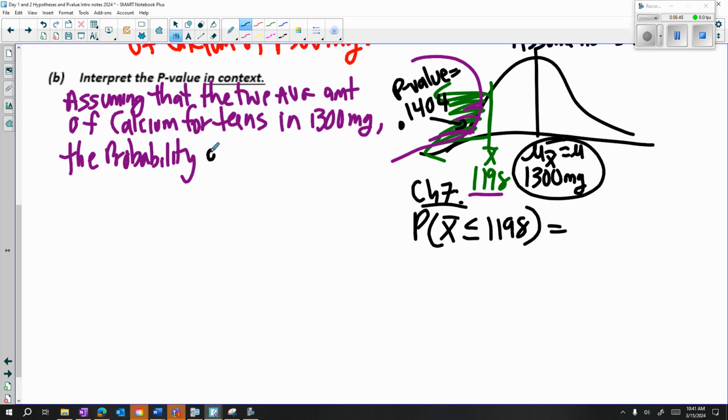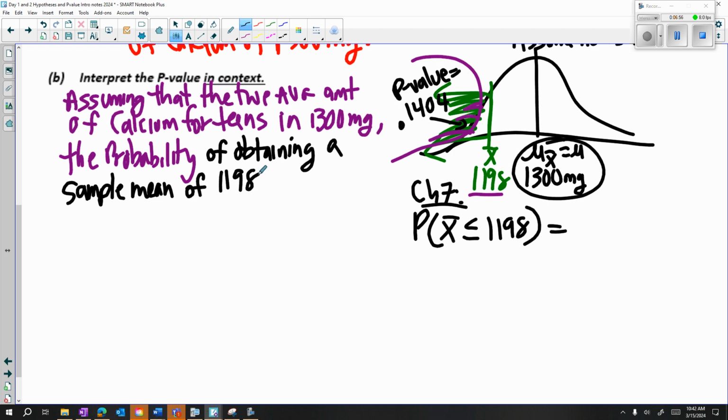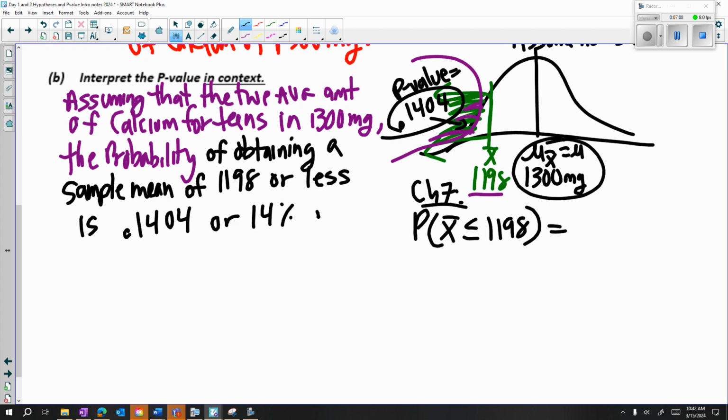The probability of obtaining a sample mean of 1198 or less is, and then you put your p-value, which is 0.1404, or 14% of the time.